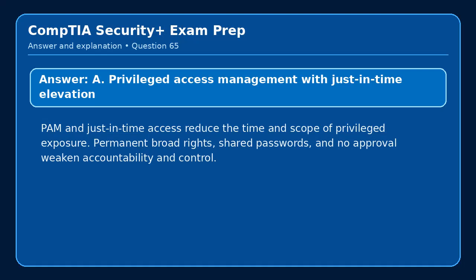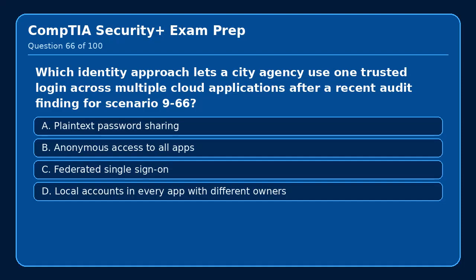Question 68. When an employee leaves an insurance firm, which IAM process must happen quickly while documenting the incident ticket for scenario 9-68? A. Forward credentials to the new hire. B. Deprovision accounts and revoke active sessions. C. Increase the user's privileges. D. Keep VPN access active indefinitely. Take a moment to choose your answer.